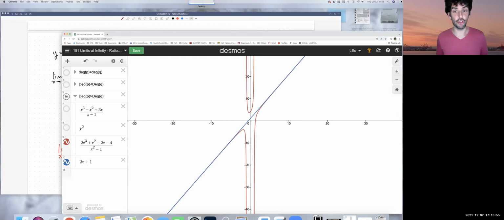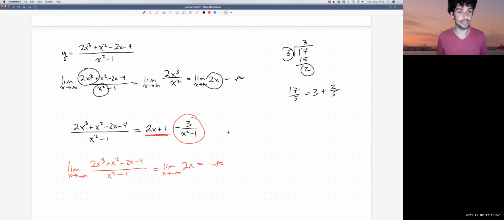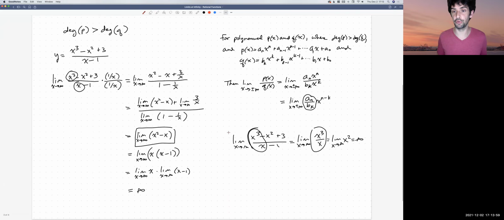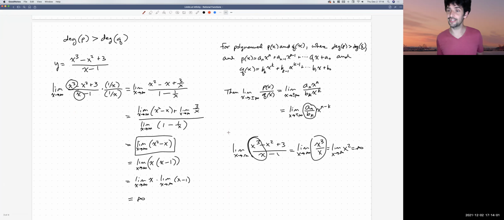Okay, so that is it for this one. We've got 3 rules now for all the different cases, whether the degrees of the polynomials are equal or which one's larger than the other. Okay. All right, I think that is it for this one.